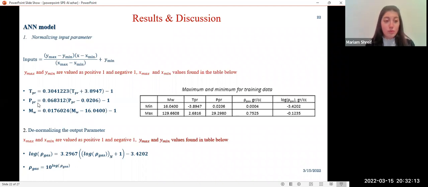We do the same for the pseudo-reduced pressure and the molecular weight. And for the denormalization, the x max and x min are valued as +1 and -1, and we get the y max and y min from the table above. And of course, we need to convert the natural gas density values into the original or real values, so we need to remove the log.